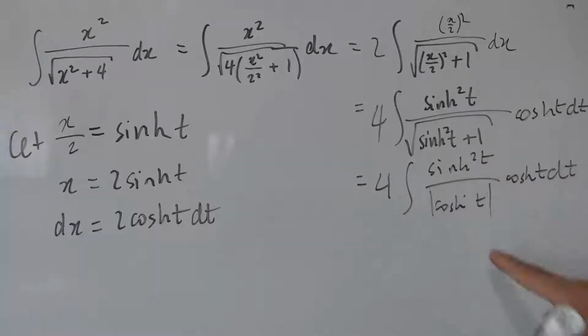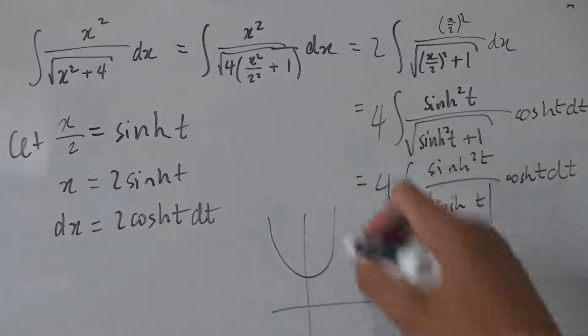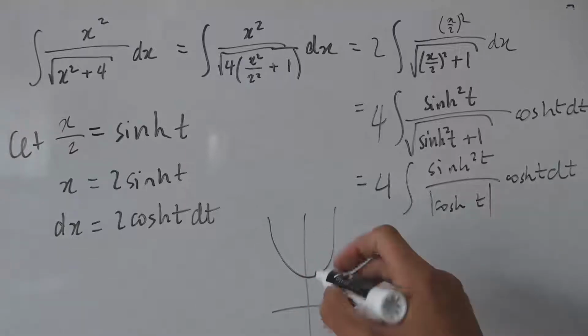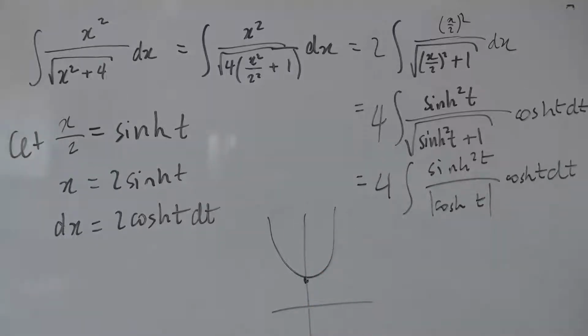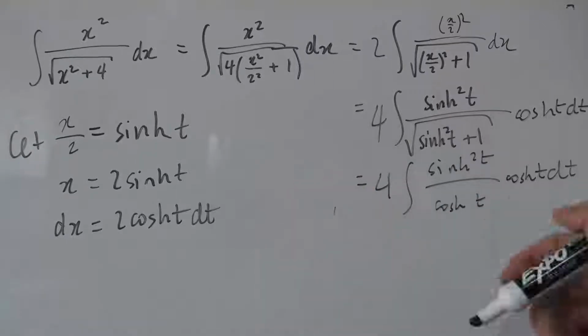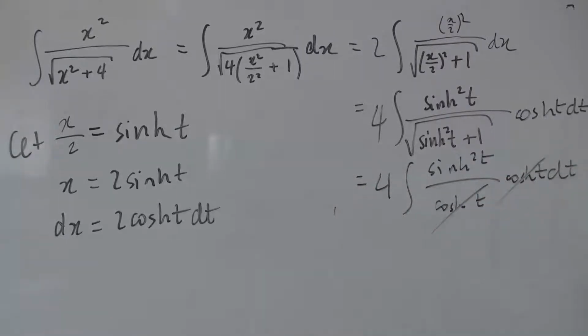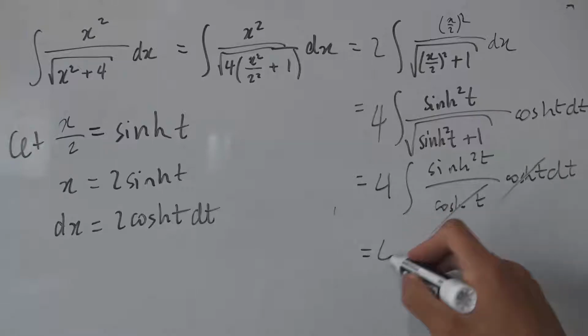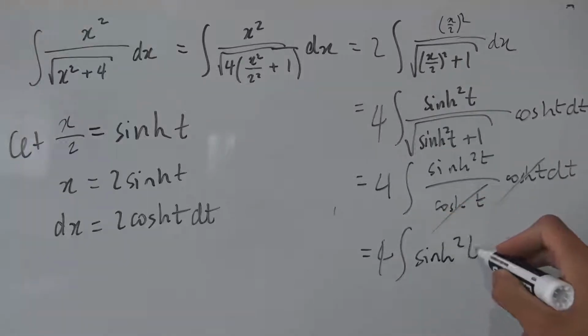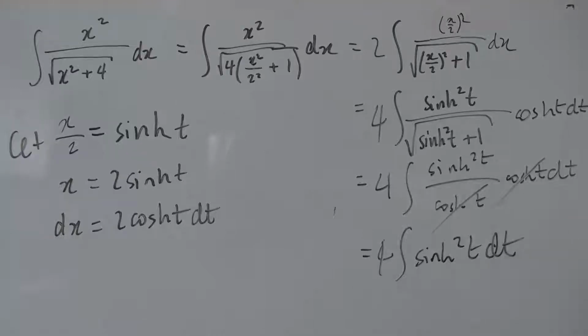But if you know what the graph of cosh looks like, cosh is always equal to or greater than 1 here. So that means that cosh is always positive, so we can actually ignore this absolute value here. So that's very nice. So because of that, now cosh and cosh here can cancel, and we're going to be left with the integral of just sinh squared of t dt.